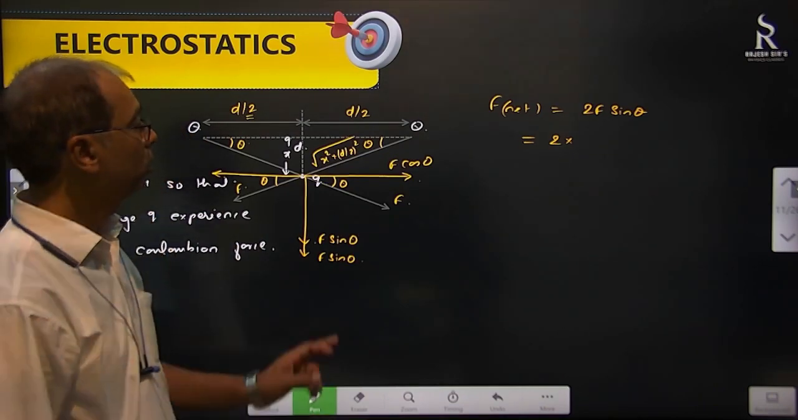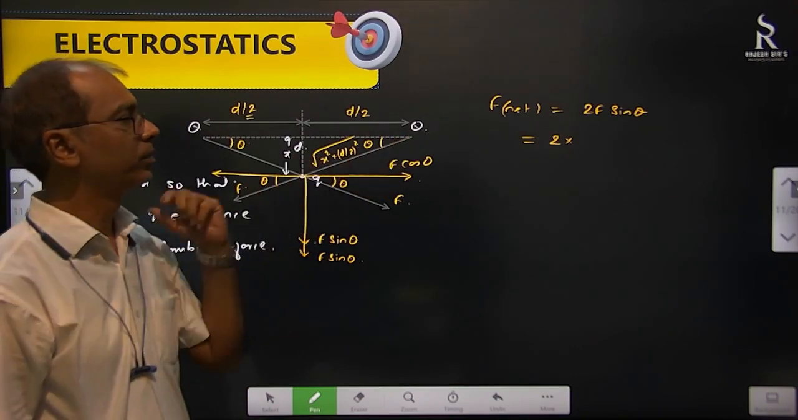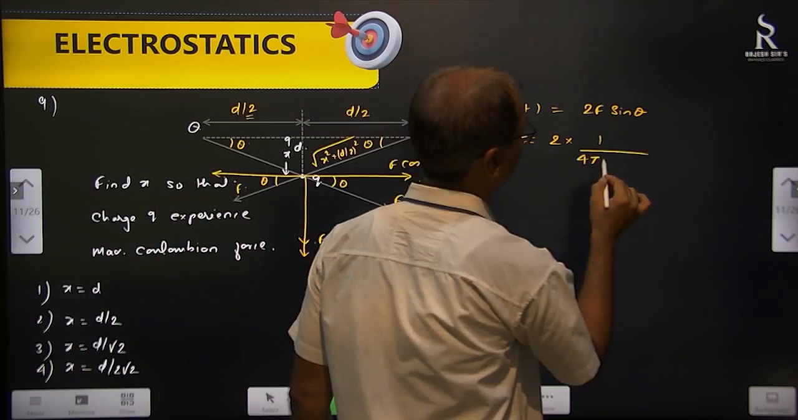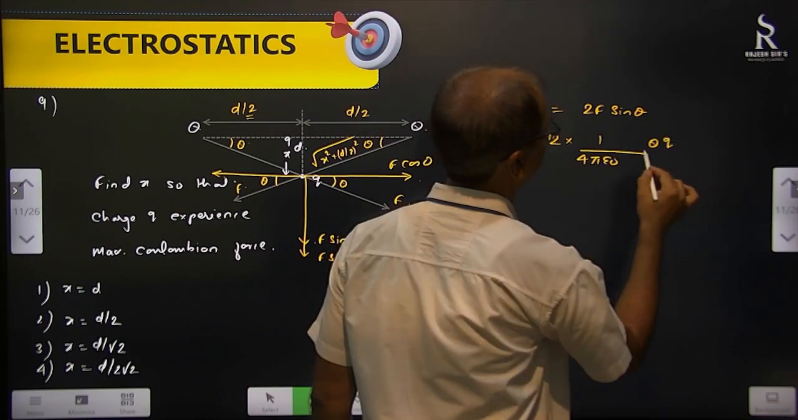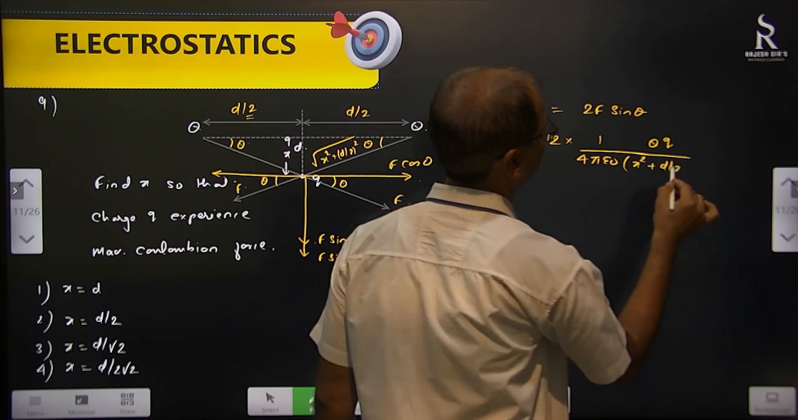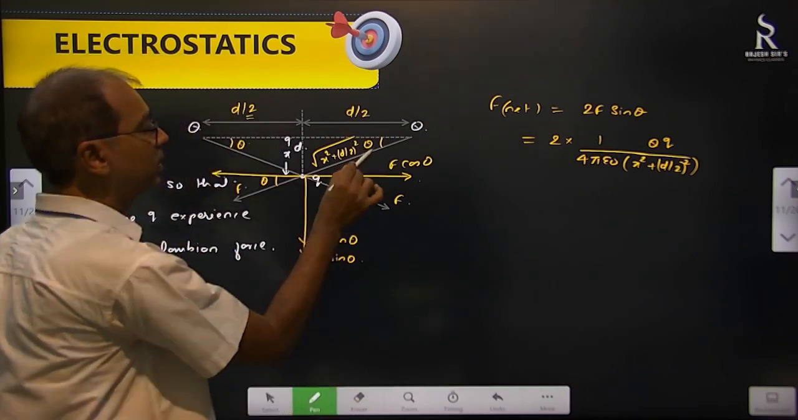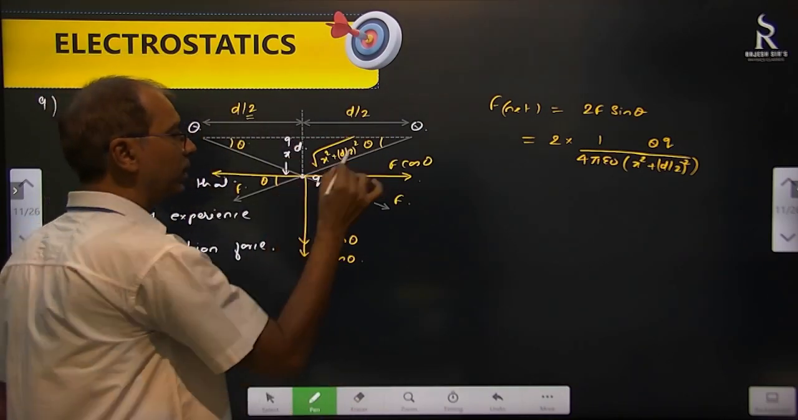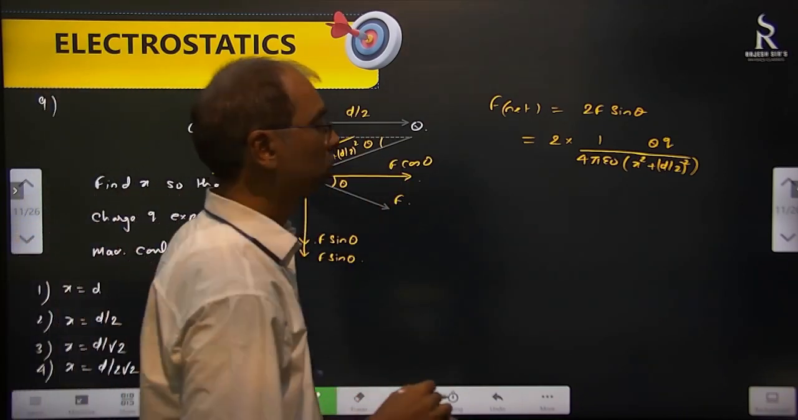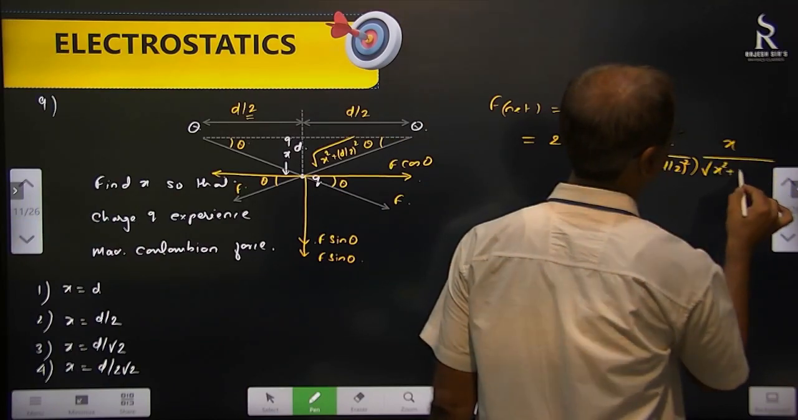Correct. So what will we write now? What is the force? 1 by 4 pi epsilon naught, q into q by square of this. 2 into 1 by 4 pi epsilon naught, q into q by x square plus d by 2 whole square. Perfect. Then sin theta is there. What is sin theta then? Sin theta is equal to x by this, so x by root over x square plus d by 2 whole square.